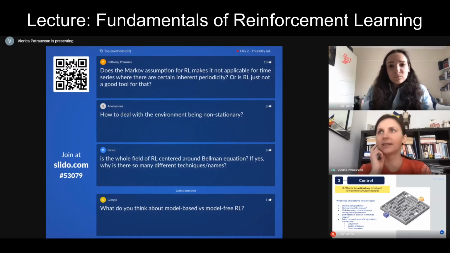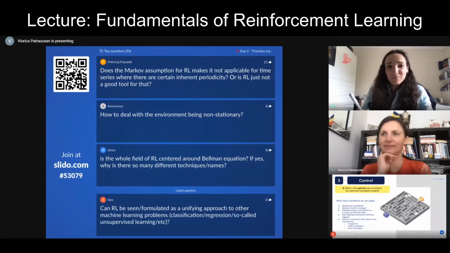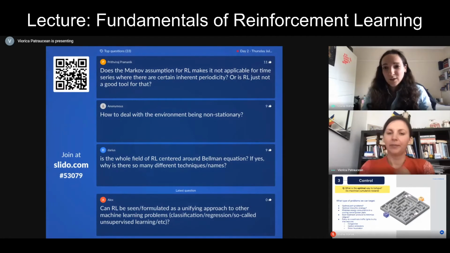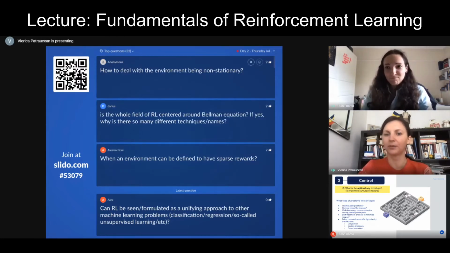Does the Markov assumption for RL make it not applicable for time series where there's a certain inherent periodicity, or is RL just not a good tool for that? Again, based on the last comment, you can always make a state a Markov representation. The distinction there that I haven't made is between observation and state. What you're getting out of the environment and what you get to observe at this point might be partial, but the state has to include multiple of these in order to be a Markov state, in order to have that property that you contain all the information that you need for the future. Maybe we take one or two more and then we move to the second part.